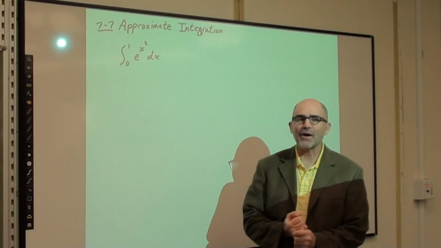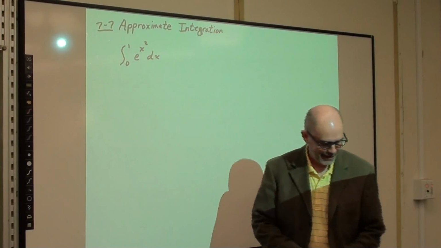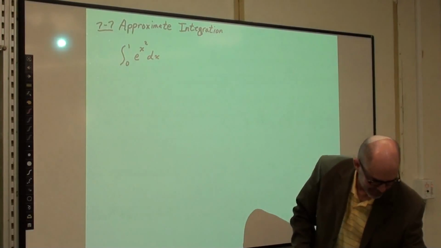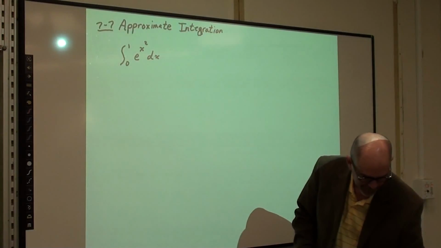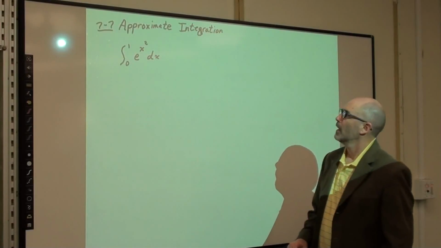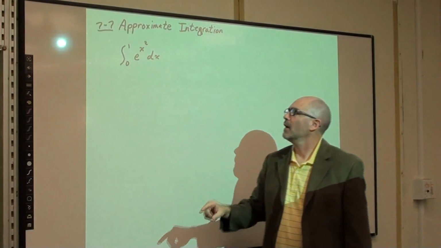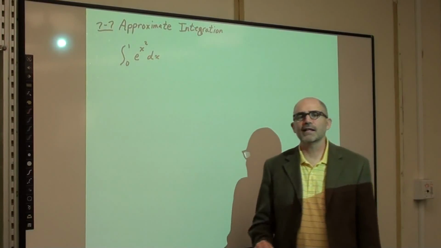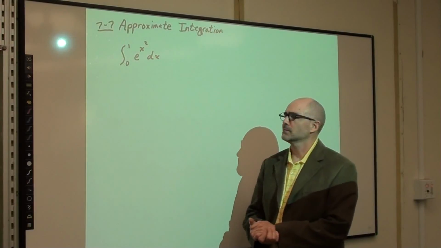This is Calculus, Chapter 7, Section 7. All right, let's get started. So, we've got the integral from 0 to 1 of e to the x squared dx. Go ahead and get started on that.